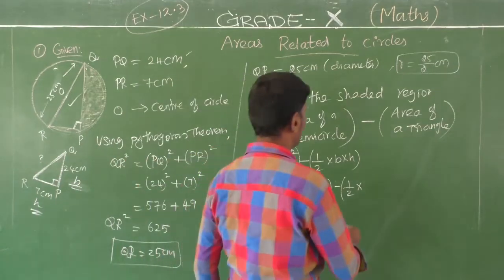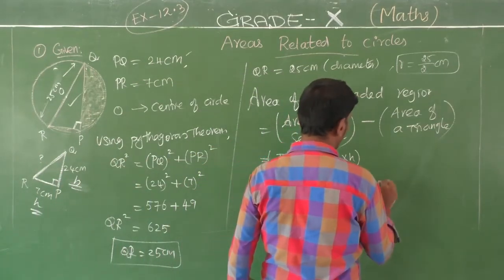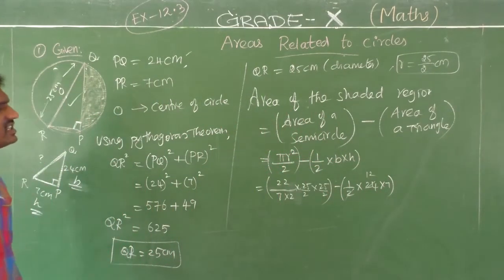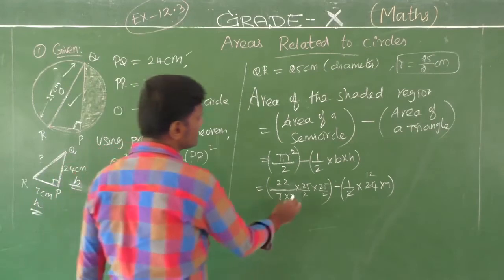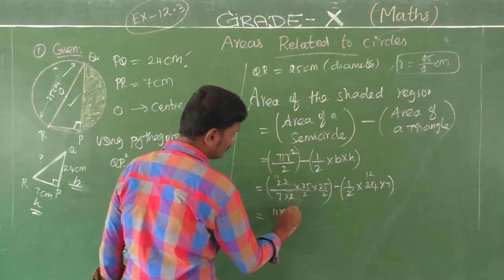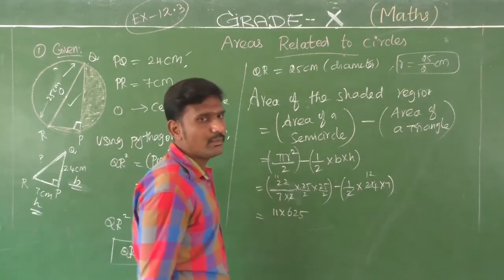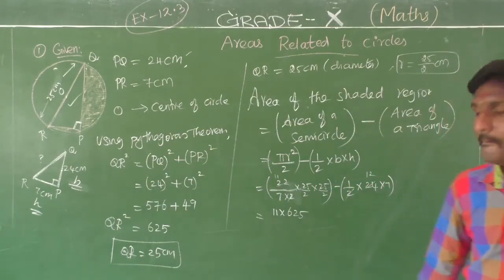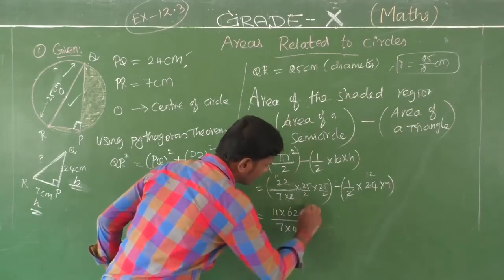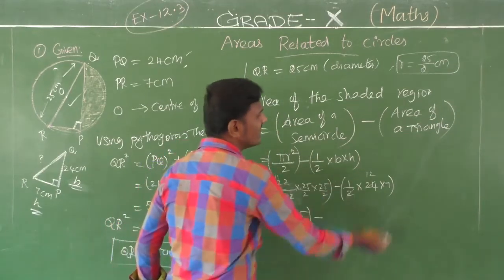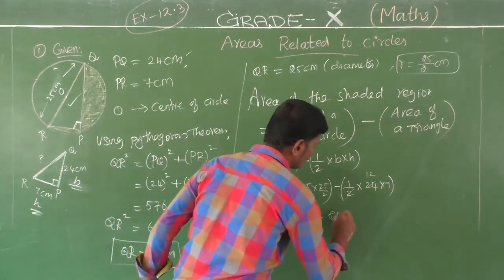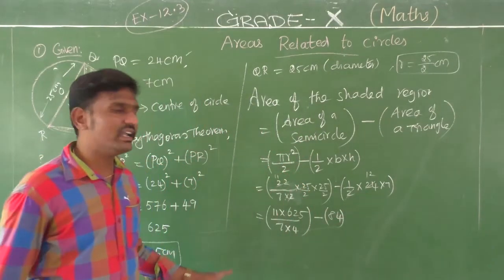Now substitute. Half into base is 24 into 7. So 1 2s are 2, 12 2s are 24. Is anything cancelled here? Check, students. 1 2s are 2, 11 2s are 22 and the remaining 11 into 25, so what will come? 625. Okay. By 7 into 2 2s are 4, 7 into 4 minus 12 7s, very simple answer. 12 7s are how much? 84. So this multiplication needs to be done very carefully.